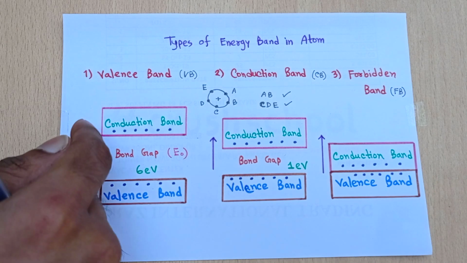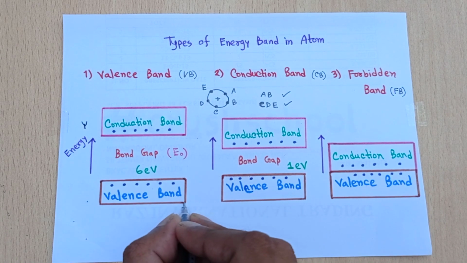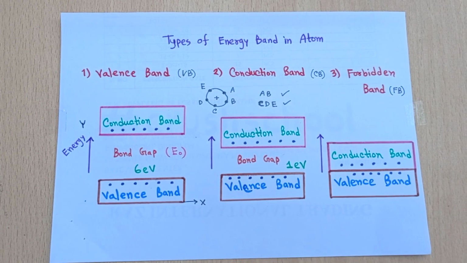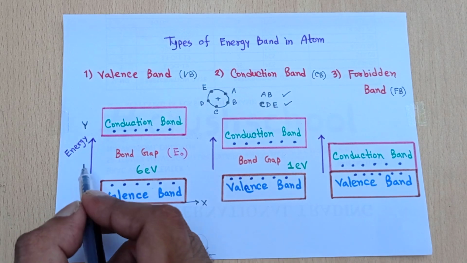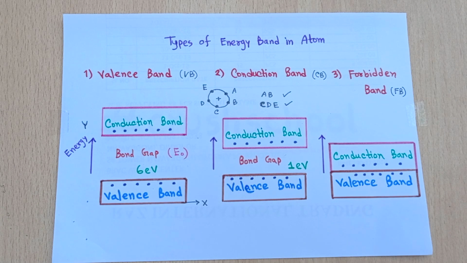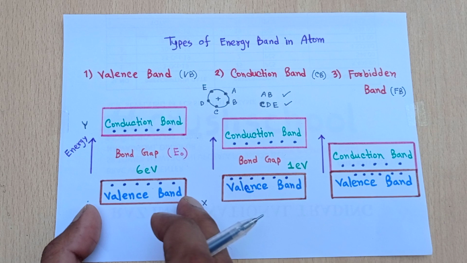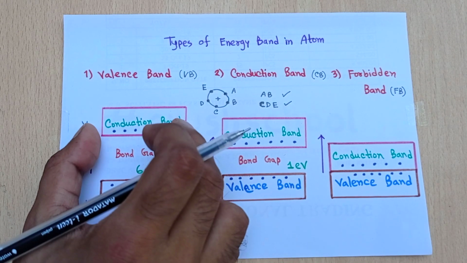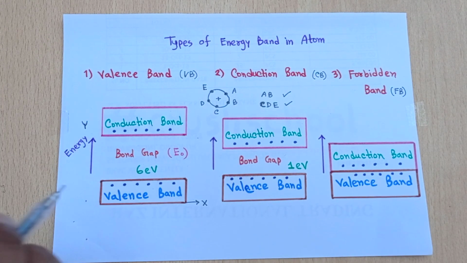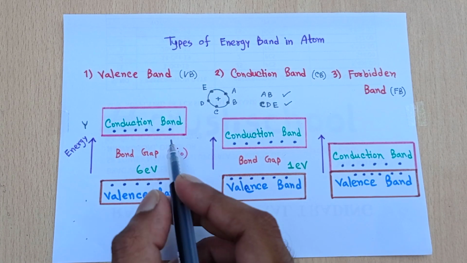And I have to indicate the energy as the y-axis. Suppose this is the y-axis and this is our x-axis. As the y-axis indicates the energy, we can say that there is no place in between. This is only the energy level or energy range. So the valence band has the lowest energy range or energy level because it is situated at the lower level, but the conduction band is situated at the higher level. So there is a big gap between the valence band and the conduction band.